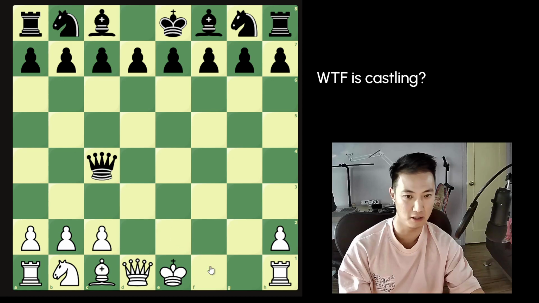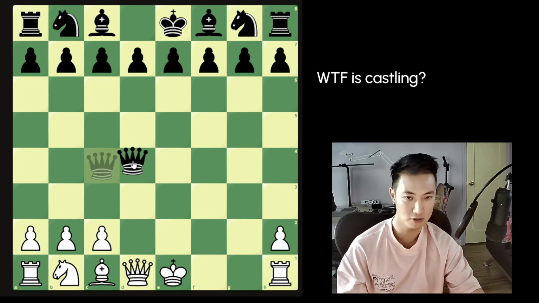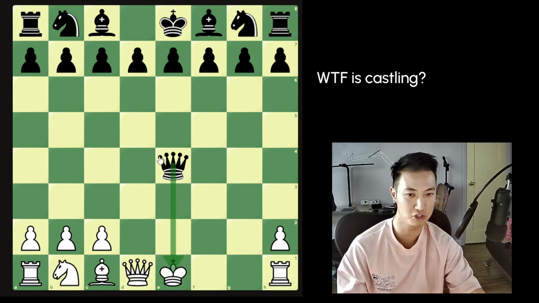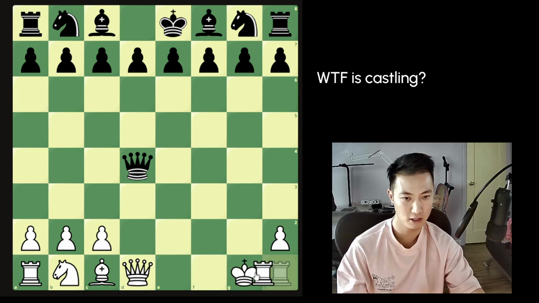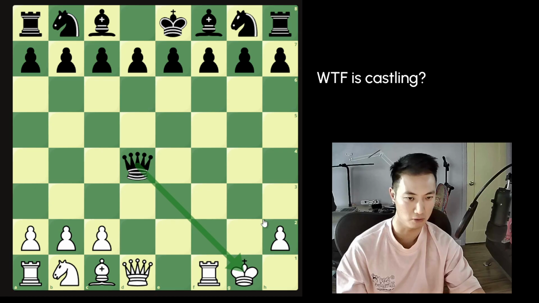So it would be illegal to castle here because you're moving the king here into the queen's line of fire. So you can't do that. You also can't castle into a check. A check is when an opponent piece is attacking your king. That's a check. So you cannot castle into a check as well. Remember how I said you move 2 squares and then move the rook over. In this case, you're castling into a check, so you can't do that.